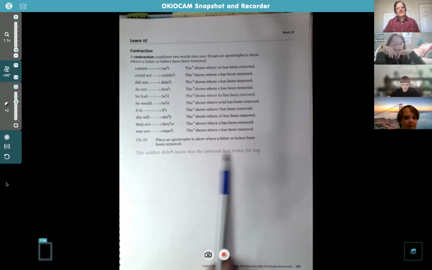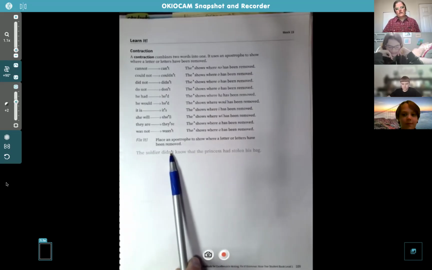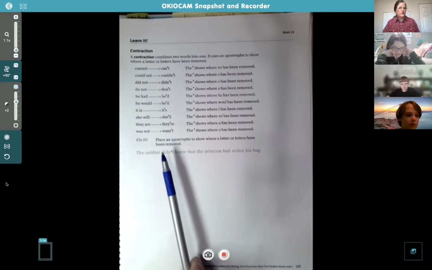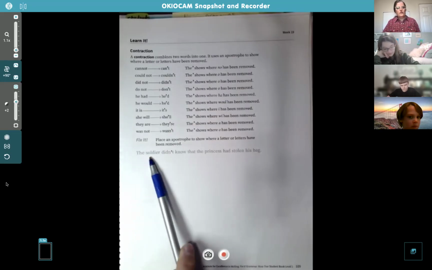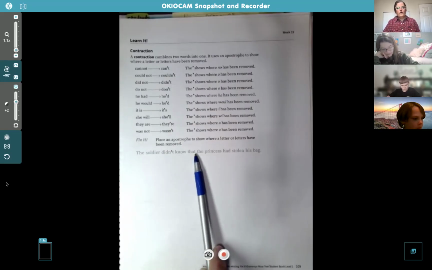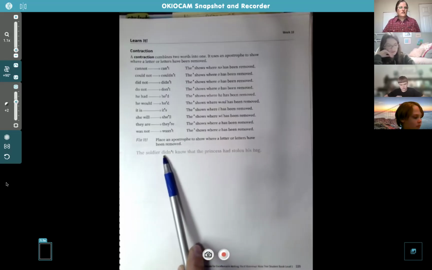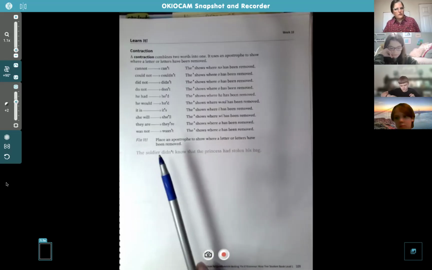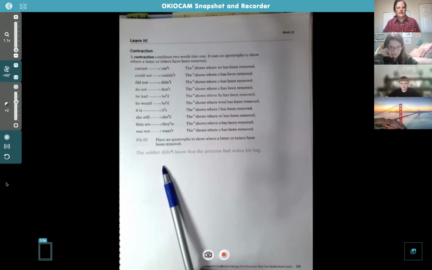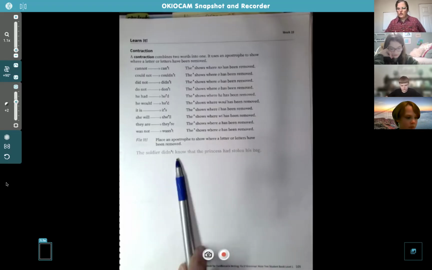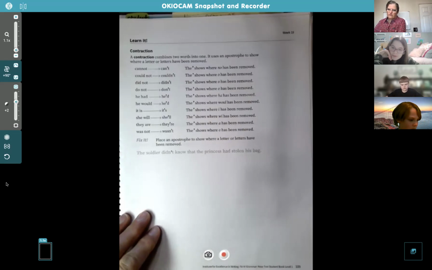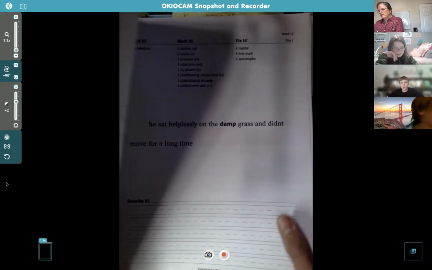So they're going to have a sentence like this. This one, you can see the apostrophe is darker. That's because they're showing you, you would write it in. So the soldier didn't know that the princess had stolen his bag. So didn't is the contraction, and all you're going to do is put the apostrophe in. Okay, they're going to forget that part. You write it in. That's it. All right, let's move on.